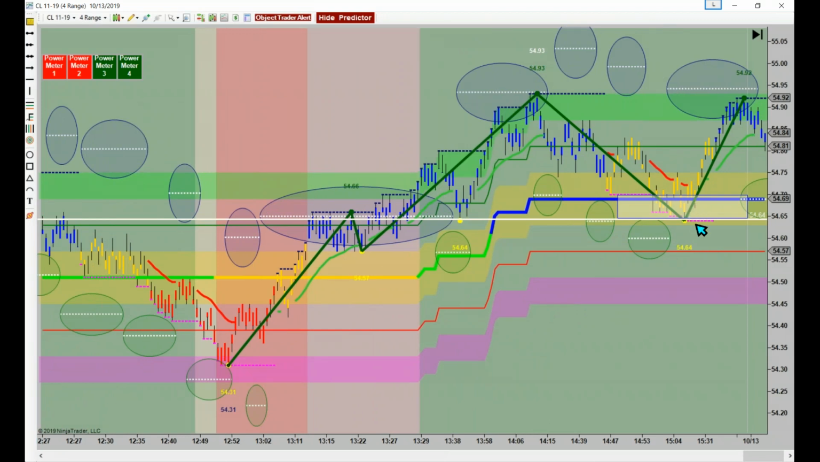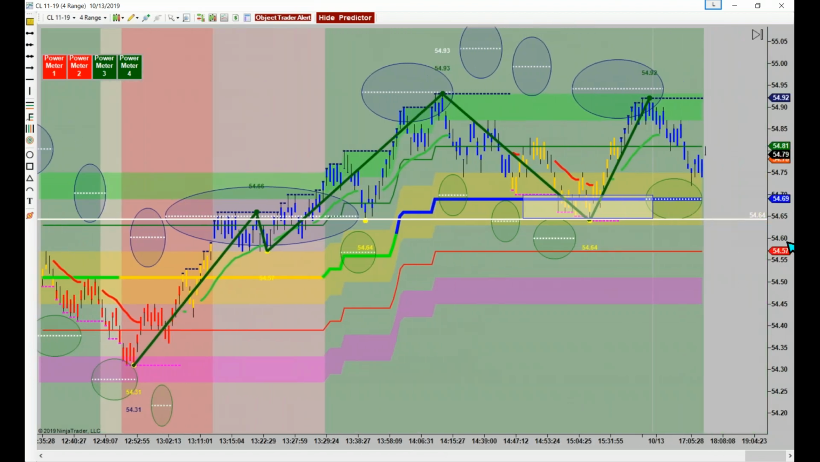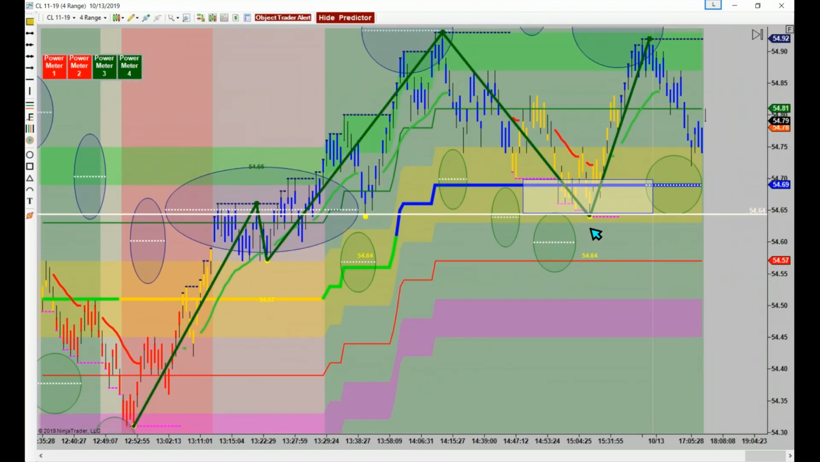Now, when you box, if you're going to box and then get out, if it comes back in the box, you've got to be careful of that, because a lot of times they'll barely break out, come back and check support, and then they'll start zigzagging out. Okay.